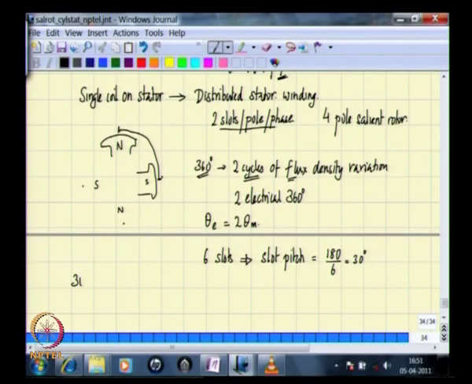That means each slot occupies an angle equal to 30 degrees electrical, or it would be 15 degrees mechanical. One can see 360 divided by 24: 360 mechanical degrees in one circle, there are 24 slots. So, 360 divided by 24 is 15 degrees, the angle between two slots, and that 15 degrees now becomes 30 electrical degrees. So, we say that the angular separation between two slots, which is called a slot pitch, is equal to 30 degrees.